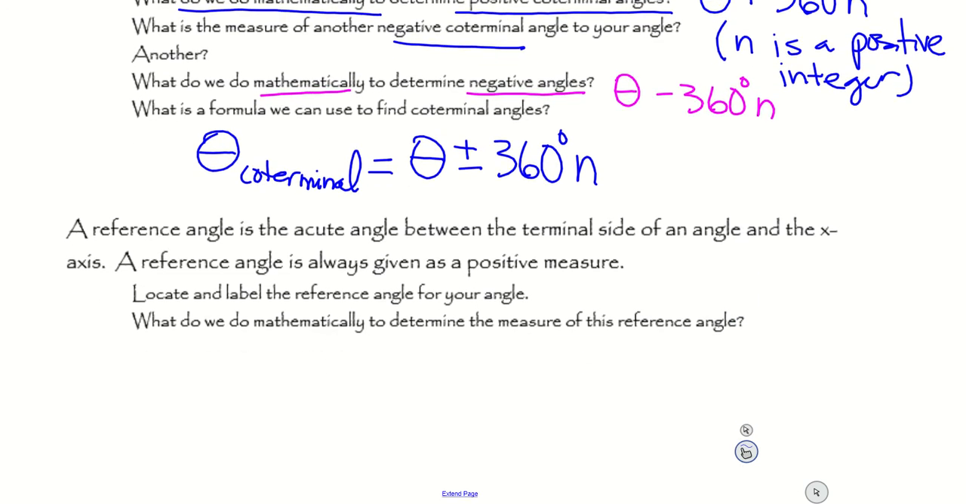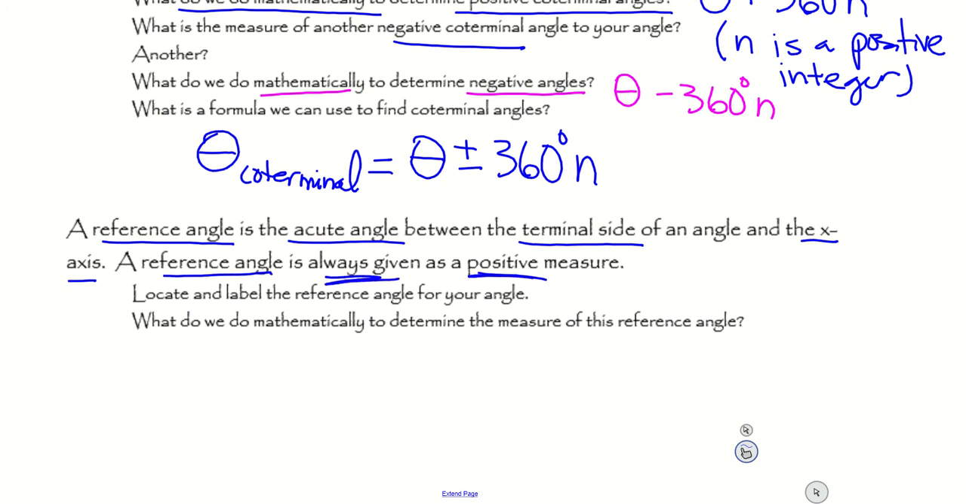Okay, the last thing we want to look at here is a reference angle. A reference angle is always an acute angle, so less than 90 degrees, between the terminal side of an angle and the x-axis. That could be either the positive or the negative side. A reference angle is always positive.